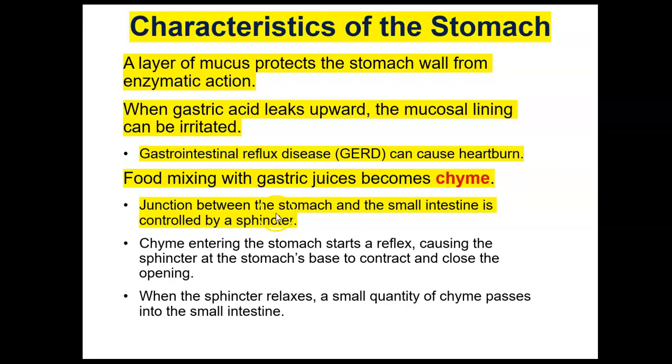And then the last thing I just want to make sure that I mention to you is the junction between the stomach and the small intestine is controlled by a sphincter. It's called the pyloric sphincter. It basically squirts chyme into the small intestine. So it regulates the entrance of chyme into the small intestine.